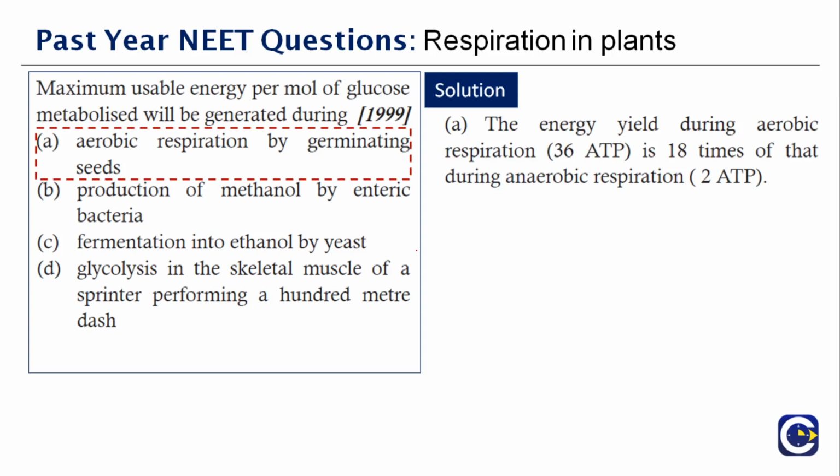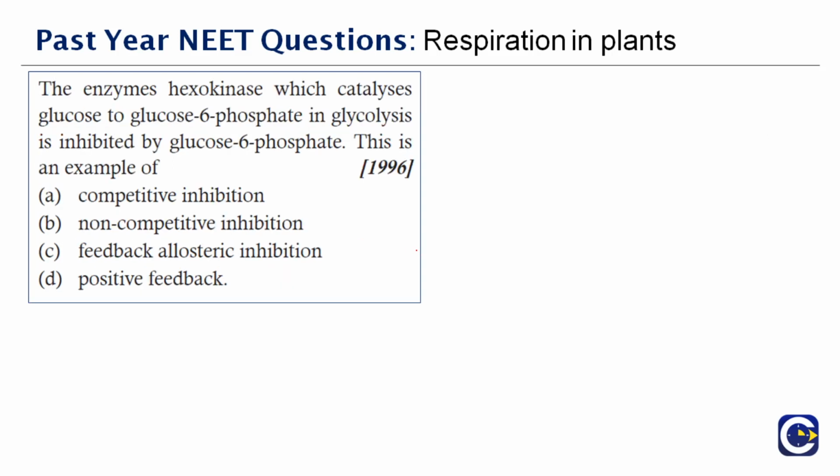The energy yield during aerobic respiration is 36, which is 18 times that during the anaerobic respiration, which is 2 ATP. Next question here, which was asked in the year 1996. The enzyme hexokinase, which catalyzes glucose to glucose 6-phosphate in glycolysis, is inhibited by glucose 6-phosphate. This is an example of dash. You're given 4 options here.